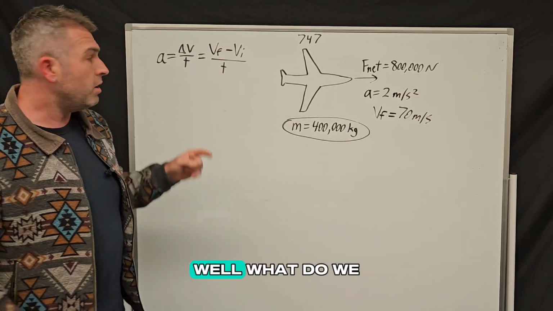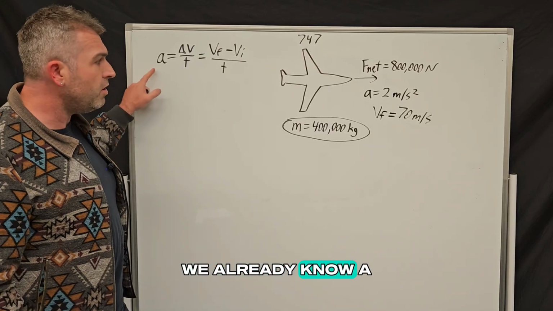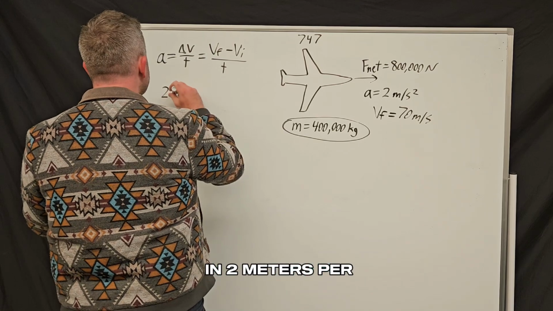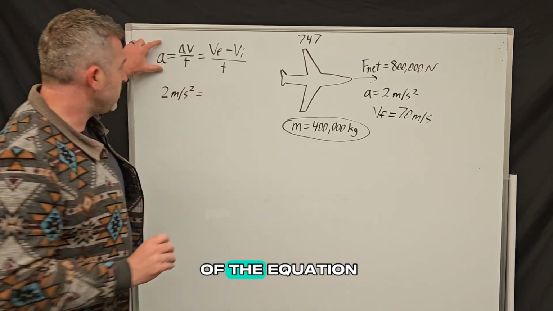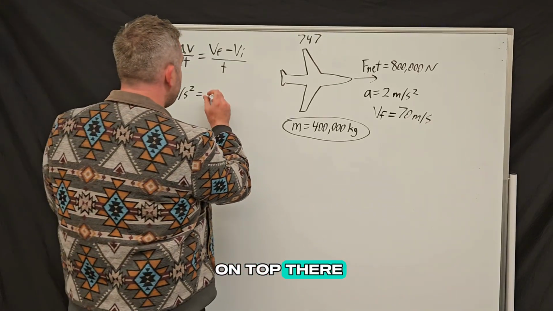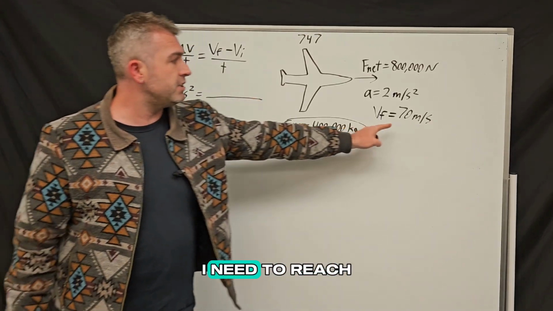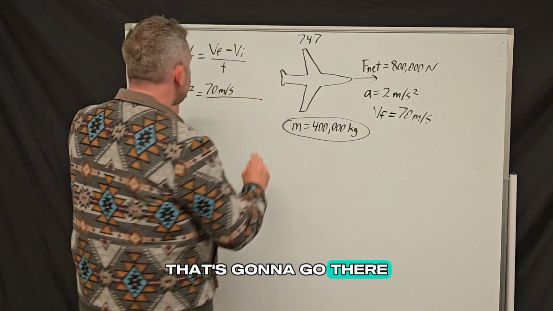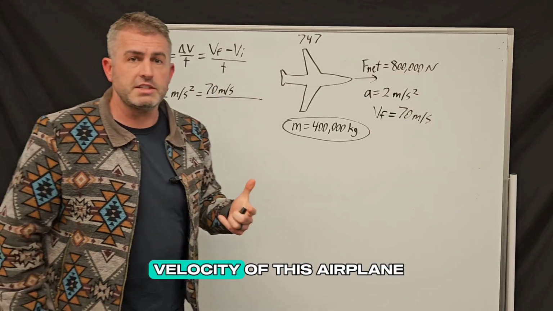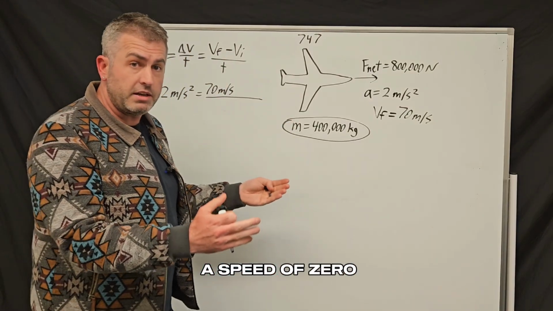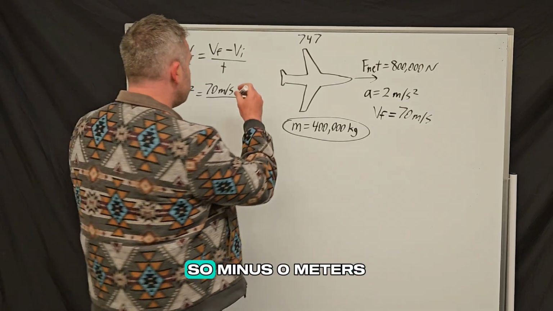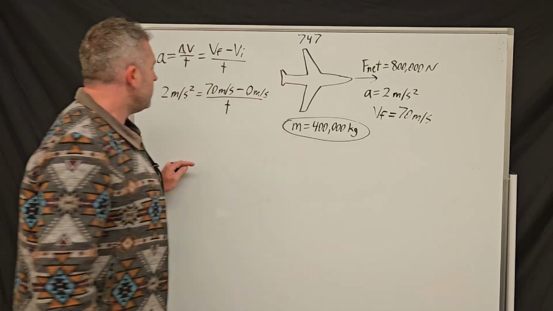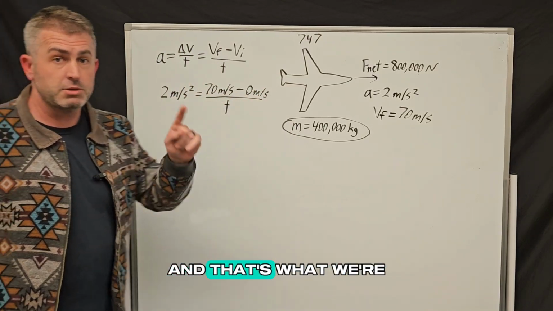Well, what do we know in this equation? We already know A. It's accelerating at a rate of 2 meters per second squared. So I can plug in 2 meters per second squared on the left side of the equation for A. What goes on top there? Well, I know the final velocity, right? I need to reach this speed to take off. So that's 70 meters per second. That's going to go there for VF. Well, what's the initial velocity of this airplane? Well, it starts at a speed of 0. It has an initial velocity of 0. So minus 0 meters per second. And then that's divided by time. So we know everything except for the time, and that's what we're going to solve for.